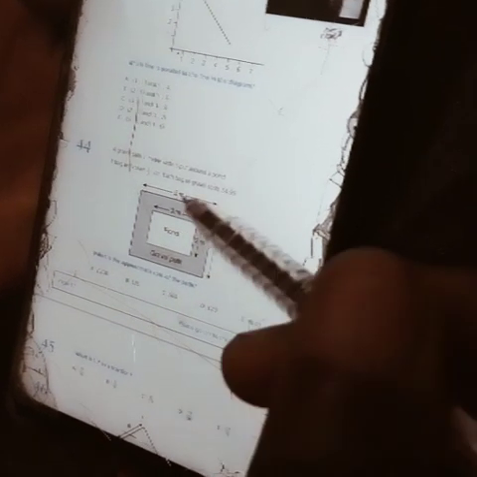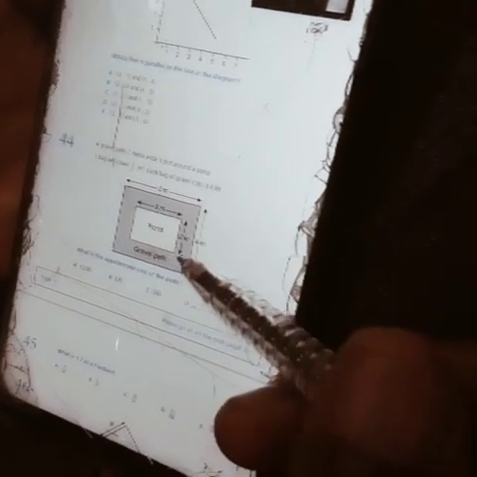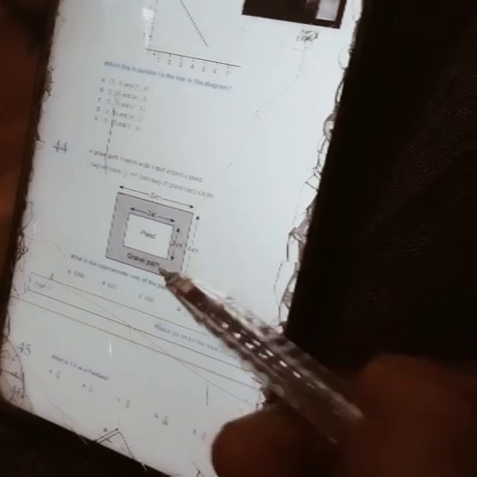So we have to first get, for the length here we have 5 meters, for the breadth we have 4 meters, and for the inner one we have 3 meters and 2 meters. So what we have to do is first to get the area of each of these. So let's find the area.